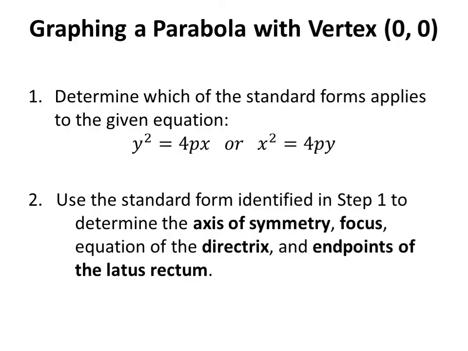Procedure for graphing a parabola with vertex (0, 0). First, determine which of the standard forms applies to the given equation: y squared equals 4px or x squared equals 4py. Second, use the standard form identified in step 1 to determine the axis of symmetry, focus, equation of the directrix, and endpoints of the latus rectum.